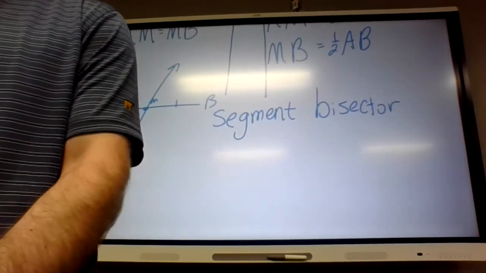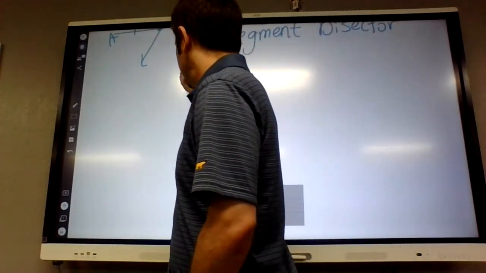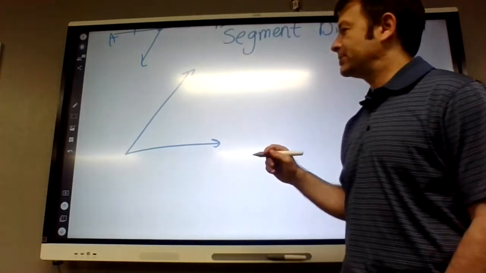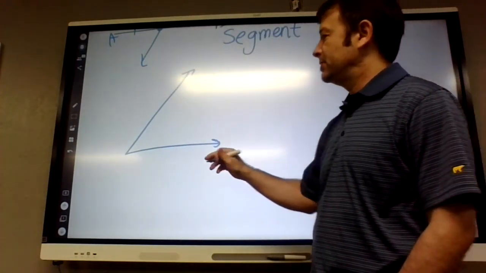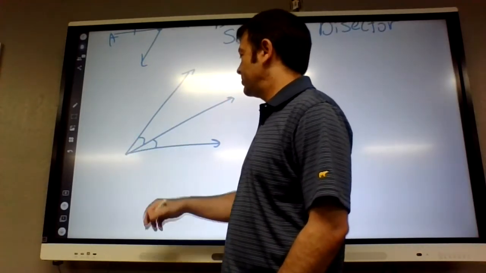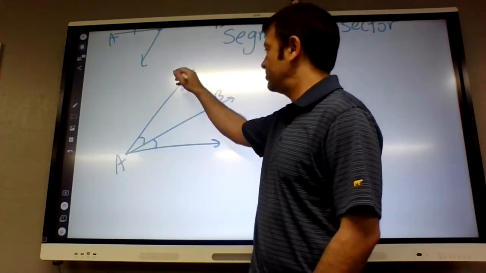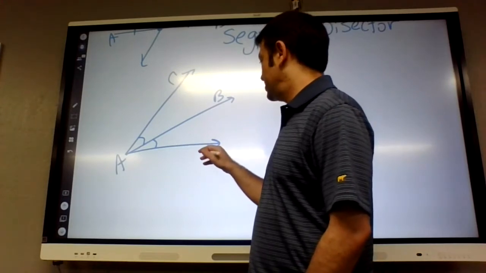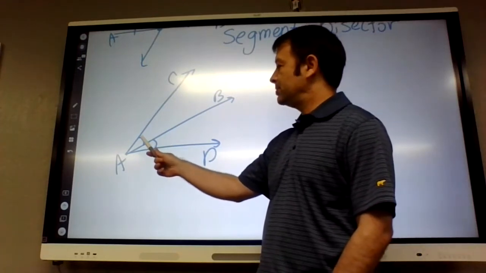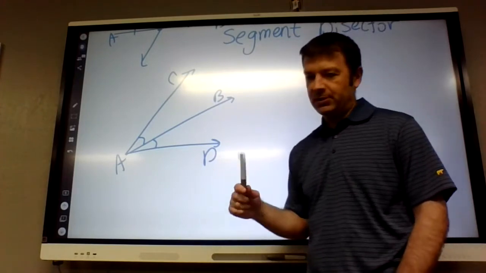Angle bisector. I'm pretty sure we talked about this one, or maybe that was in the other class. I had them draw it in the other class. So guess what an angle bisector does? Splits into two equal angles. If AB bisects angle CAD, then these two angles are congruent. Angle CAB is congruent to angle BAD. Kind of like a midpoint, cuts into two equal parts.